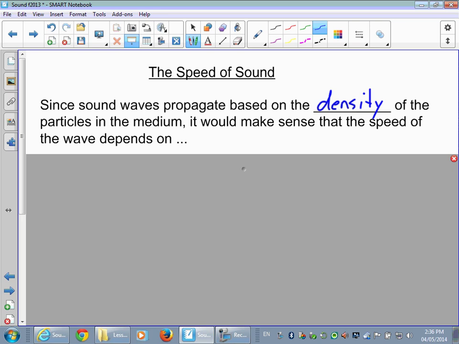So the waves move based on the density of the particles. So it would make sense that there are some materials which will allow their particles to move around more easily and form areas of high and low density more easily than others. So you would expect then that the speed that the wave travels will depend on the media, the material in which it's traveling.